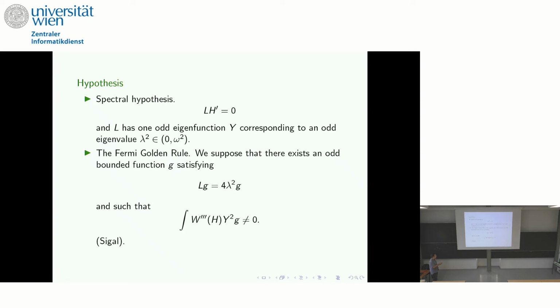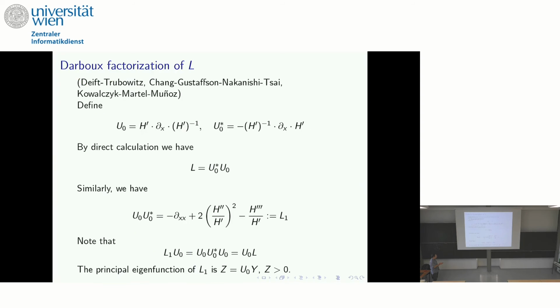And in fact, this is a kind of nonlinear version of the Fermi Golden Rule that is known in spectral theory and quantum mechanics. You can find it in the book of Reed and Simon, I think in the 4th volume. Okay. So the new element in this whole analysis is the Darboux factorization of the linearized operator.